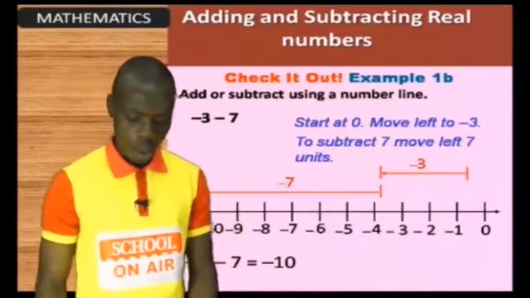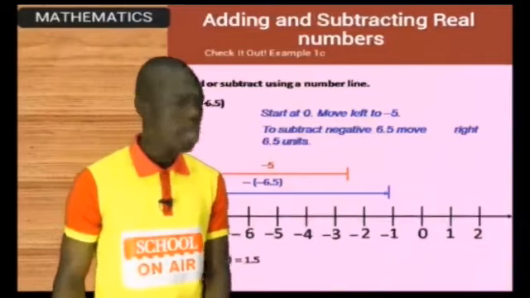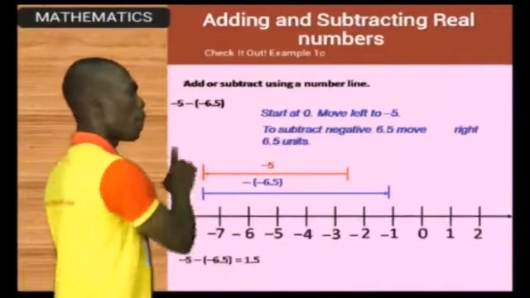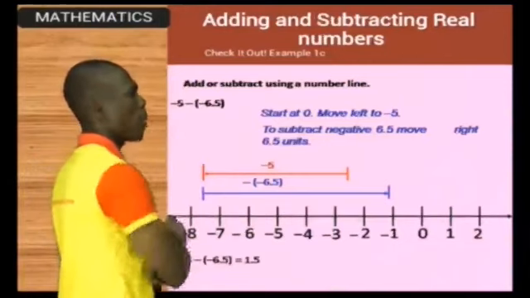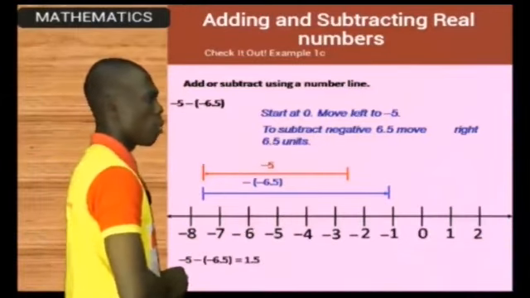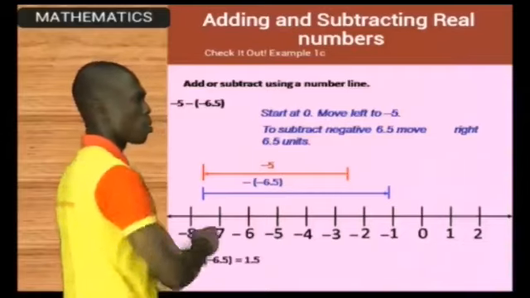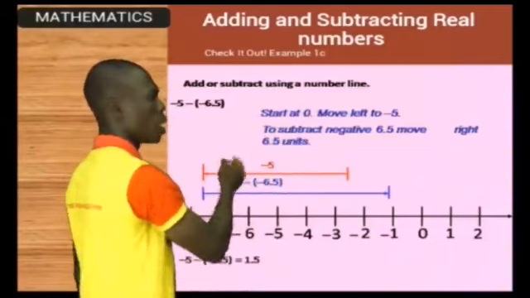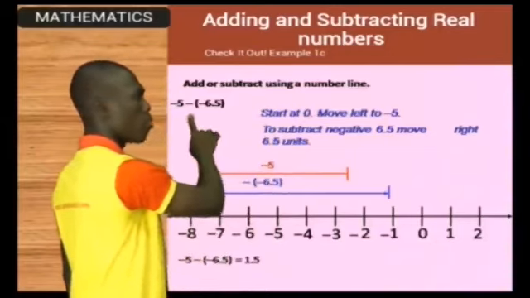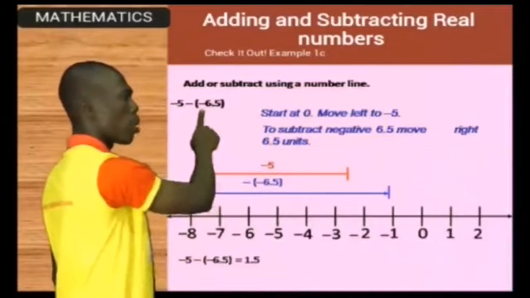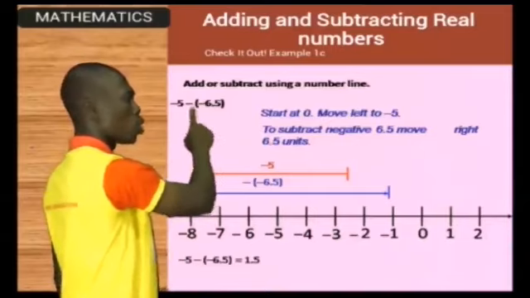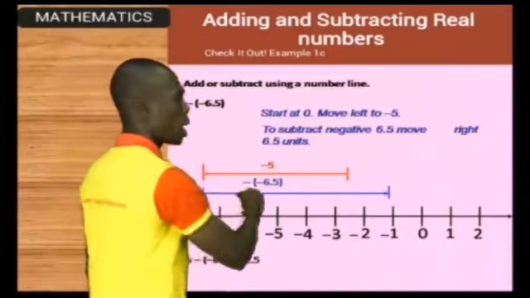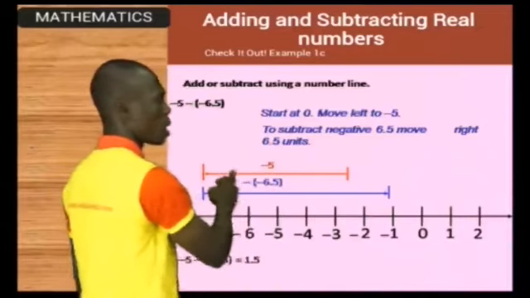All right, so let's look at this one also. Add or subtract using a number line. Minus 5 minus 6.5. So you start again, move to the left, minus 5, and then again. If you look at minus and minus again, like we do in our normal algebra, in parentheses, this will change to positive. Just from that point again, your minus 5 is taking you here.